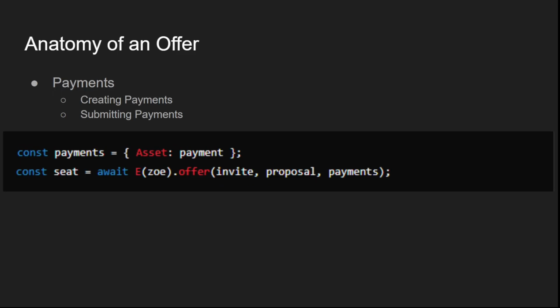Payments are the actual assets being offered in the transaction. They are spendable representations of the digital assets specified in the give part of the proposal. Payments are created by withdrawing from purses or during the minting process. These payments are submitted along with the proposal when making an offer.